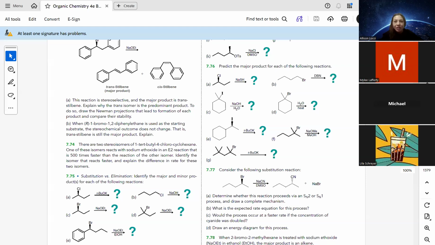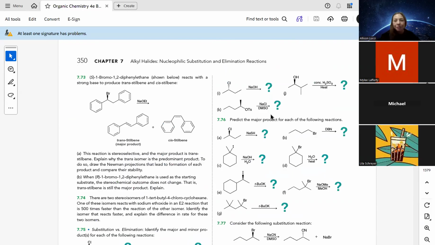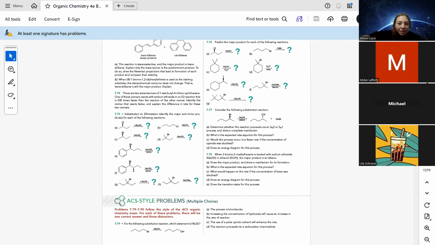All right, so I'm going to begin here with chapter 7, just to review the style of problems that you may see on the exam. And the exam will be 1 hour and 50 minutes, so a total of 110 minutes, all multiple choice style questions. And our first, let's see here, where's our first ACS style problem? So it's down at the bottom here.